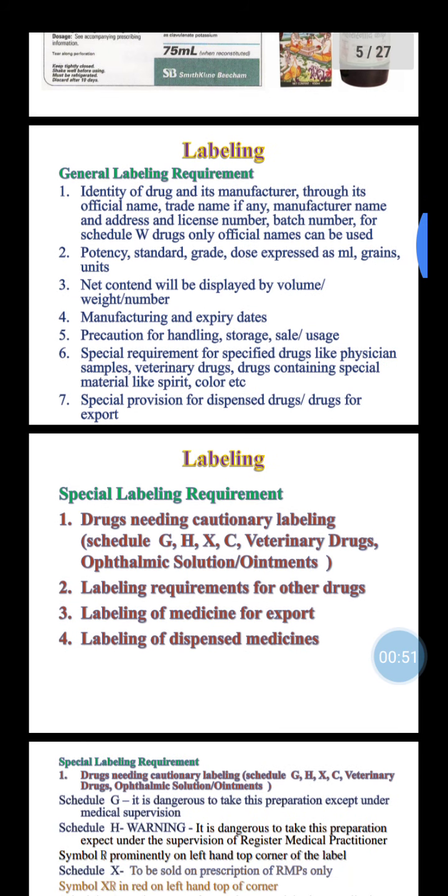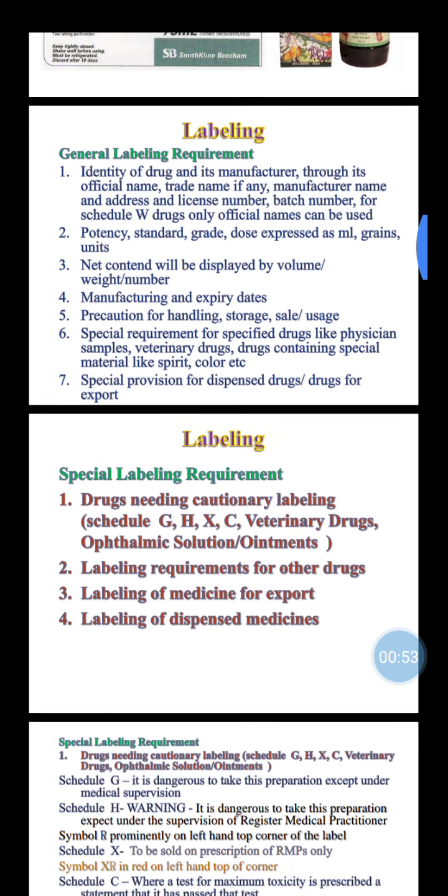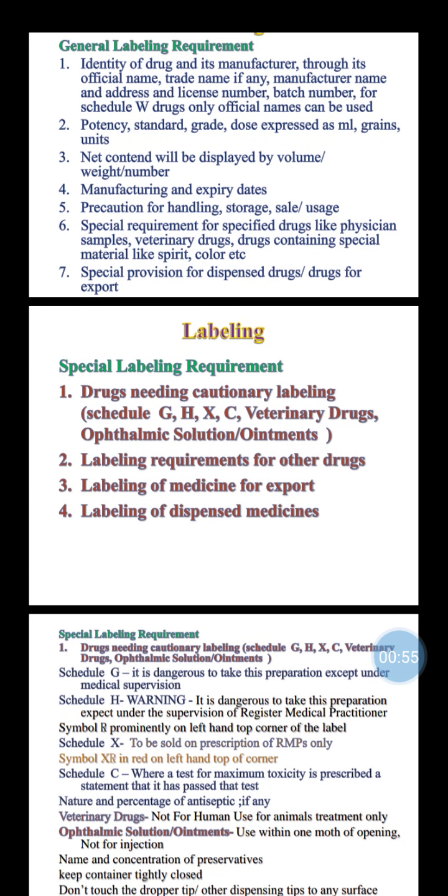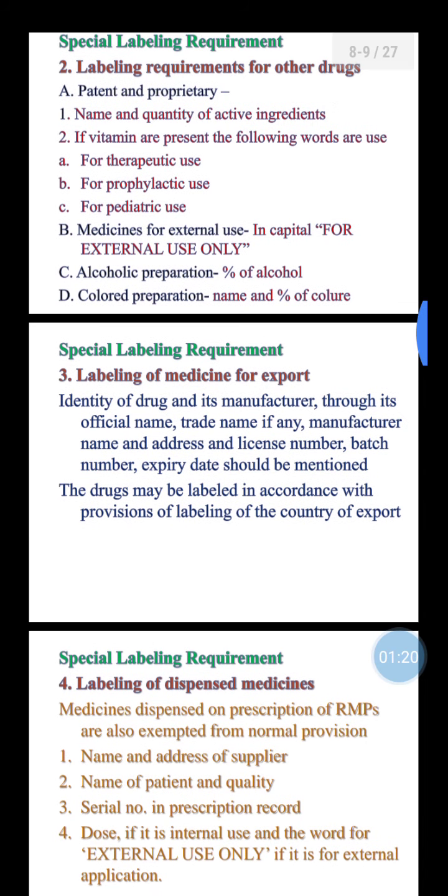Then you saw the patient labeling requirements, in which drugs needing a cautionary label are Schedule G, H, X, C, veterinary drugs, ophthalmic solutions and ointments. You also saw the labeling requirements for other drugs, labeling requirements for medicine for export, and labeling of a dispensed medicine. These were for the last lecture.